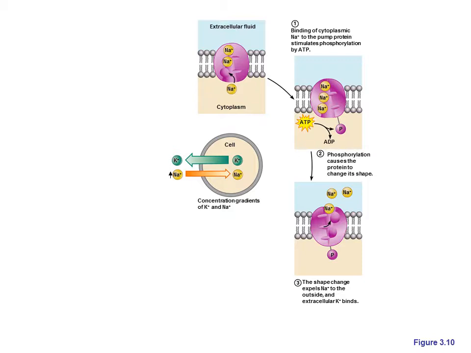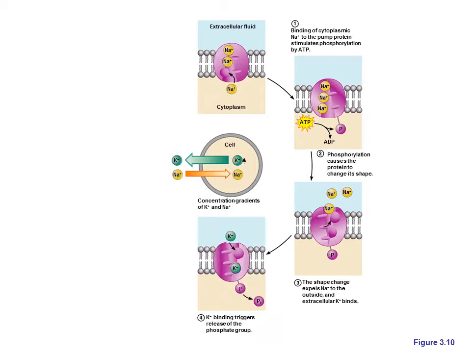A conformational change is going to take place once the energy is used. That conformational change is going to take the 3 sodium that were inside of the cytoplasm and push them outside into the ECF against their concentration gradient. So 3 sodium moved out.